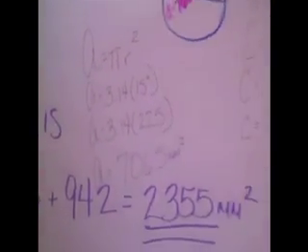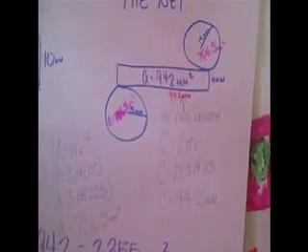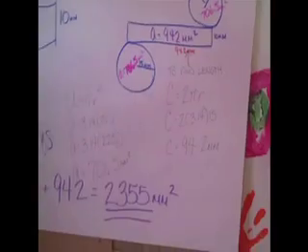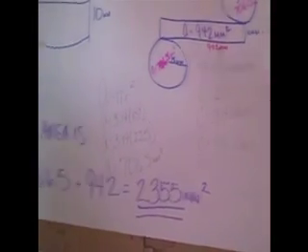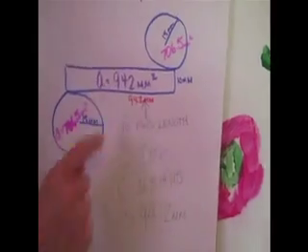Now remember, you have 2 circles. So what you have to do now is multiply that by 2, or go ahead when you start to write it down, you'll be able to add the 2. The last one we have to find is this rectangle here.